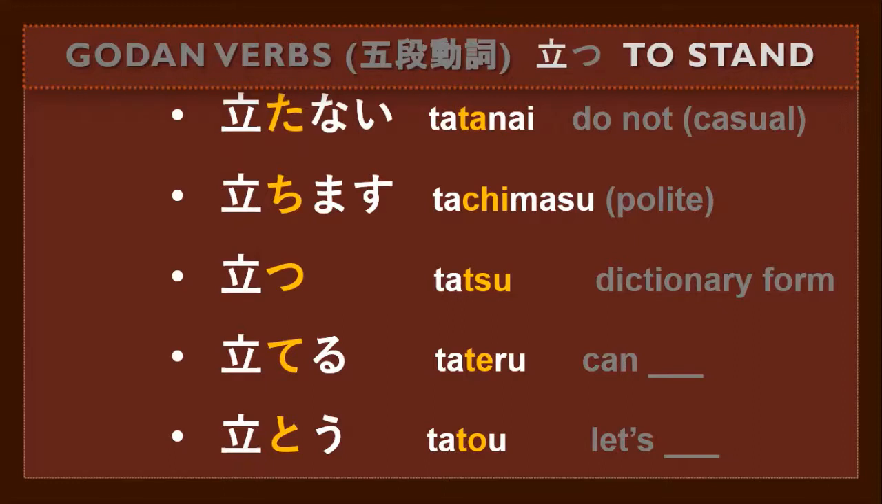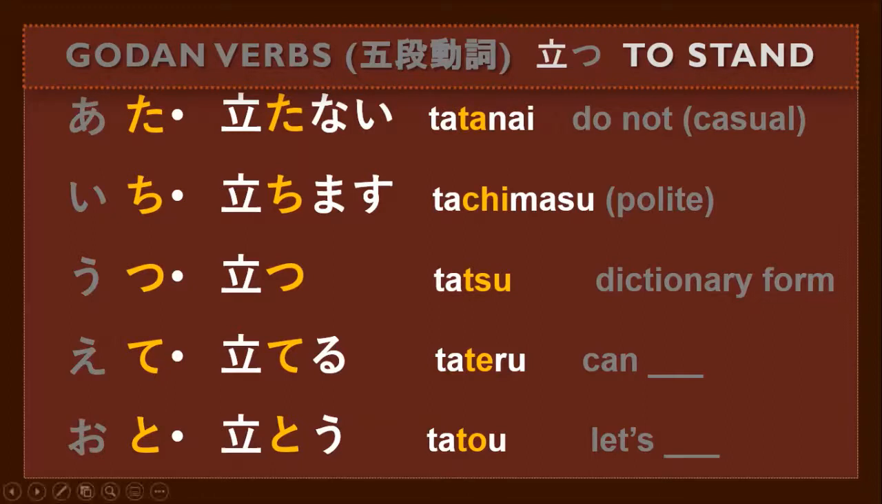So again here we are adding ta, chi, tsu, te, to. This is just like the vowels a, i, u, e, o. This is from the ta line. So we should always look at the dictionary form ending. If it is tsu, then it is ta, chi, tsu, te, to. If it is mu, then ma, mi, mu, me, mo.